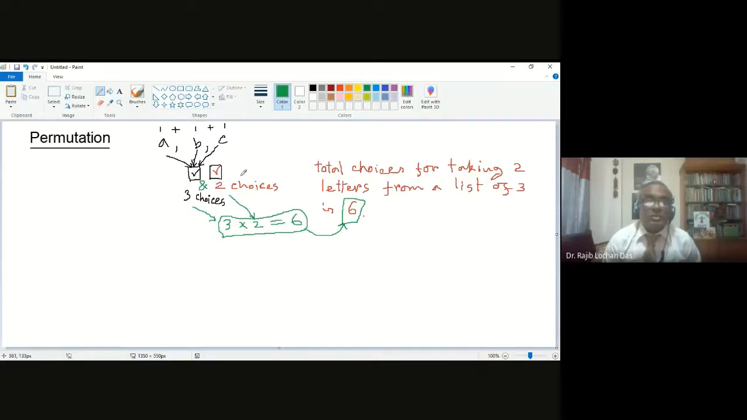You are taking two things, like one snack and one tea. So you have to fill up this one and also this one. So it is multiplication. Okay. So what we have written here, we call this permutation. This is called permutation, and it is written like 3P2.